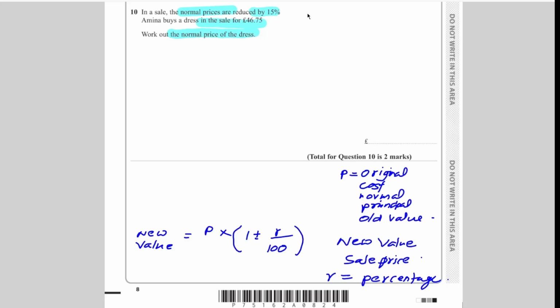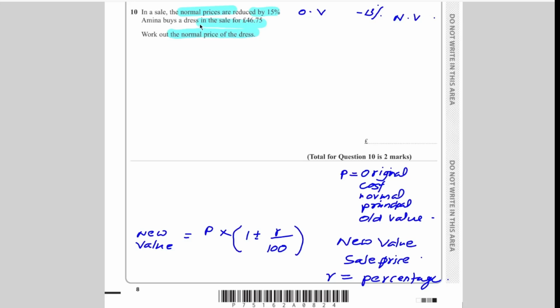When you get that question, write like this: old value, new value. So when the question is given, write them like this. In a sale, the normal prices are reduced by 15%. Like this, it is helpful. Amina buys a dress in the sale for 46 pounds and 75 pence.